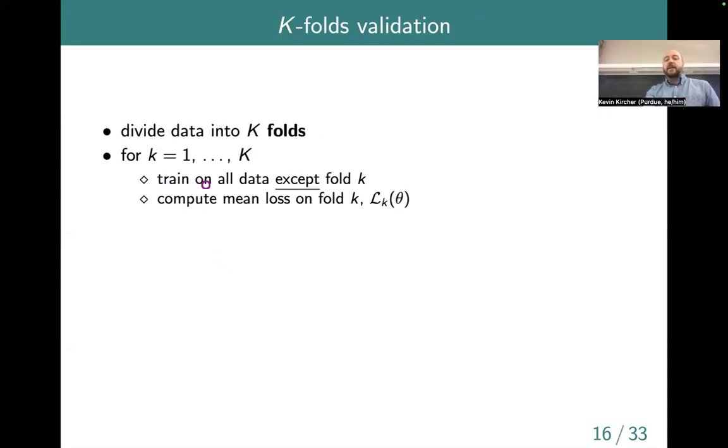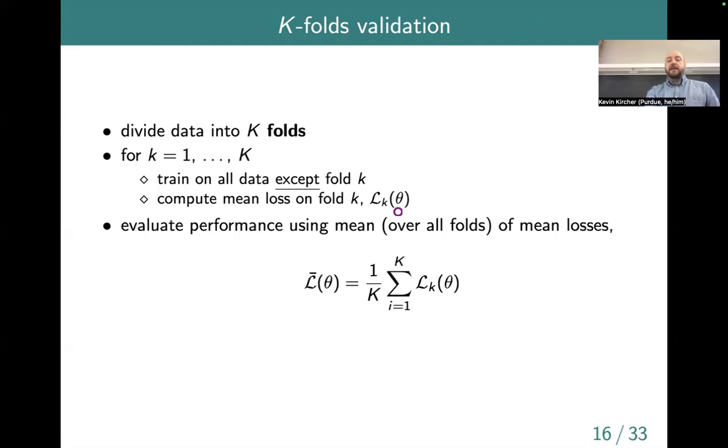So we train on all of the data except for fold k. As we're in this loop, say we're at the 10th fold, we hold that data back. We withhold that data. Then we calculate the mean loss on fold k, the one that we didn't train on, and that becomes our validation loss. We do that a bunch of times, and then we average over all the folds, all the different ways we've held data back from ourselves. So L bar here would be the mean over all the folds of the mean losses.